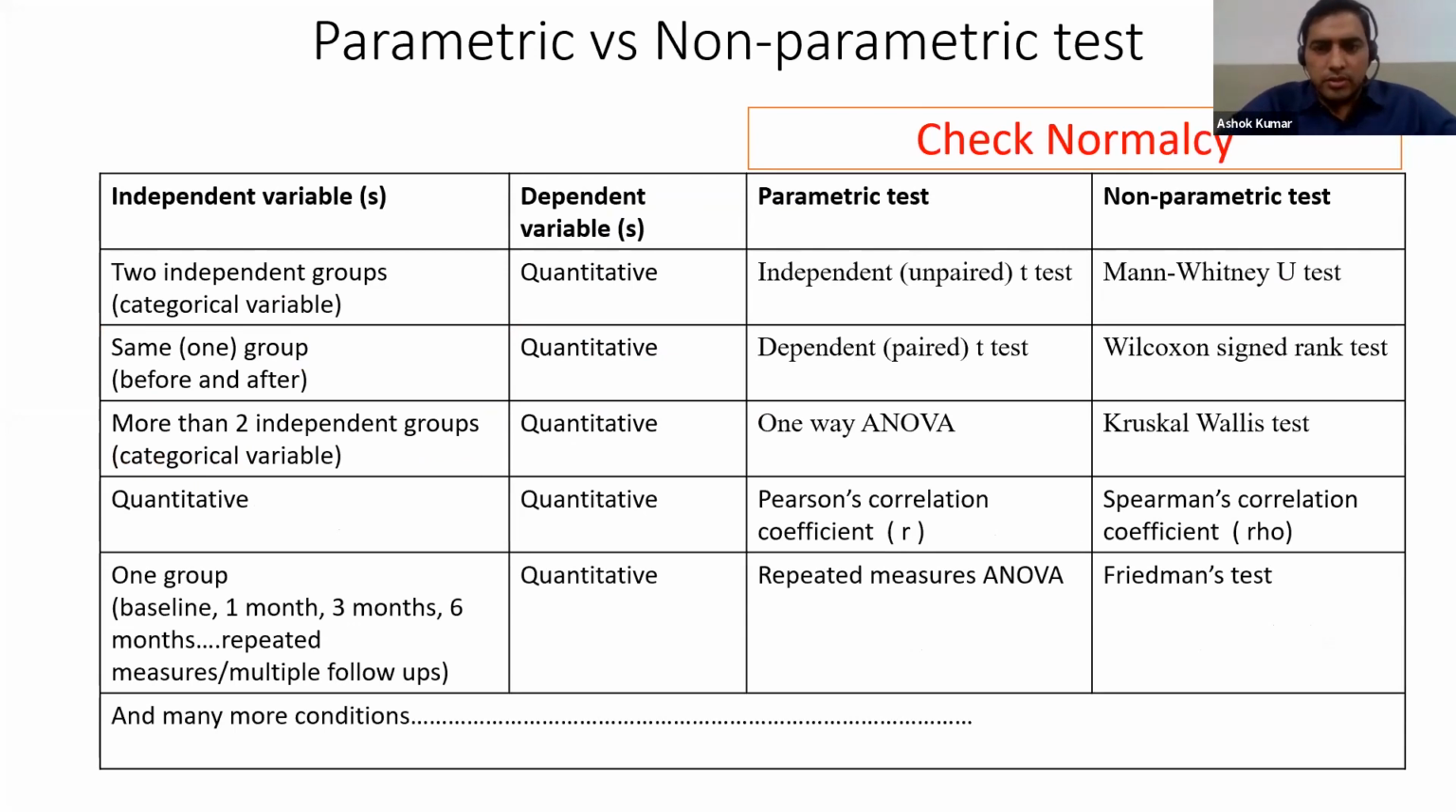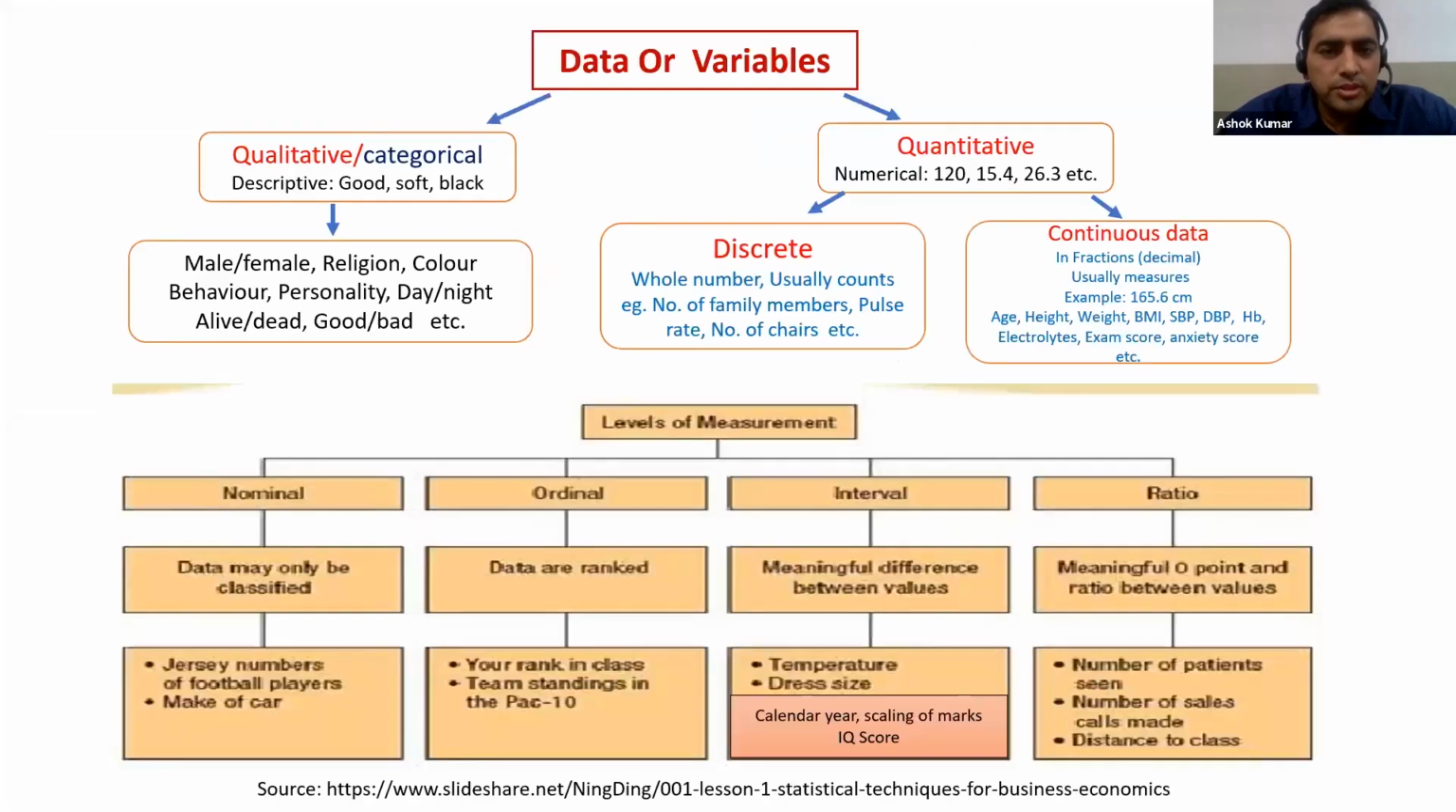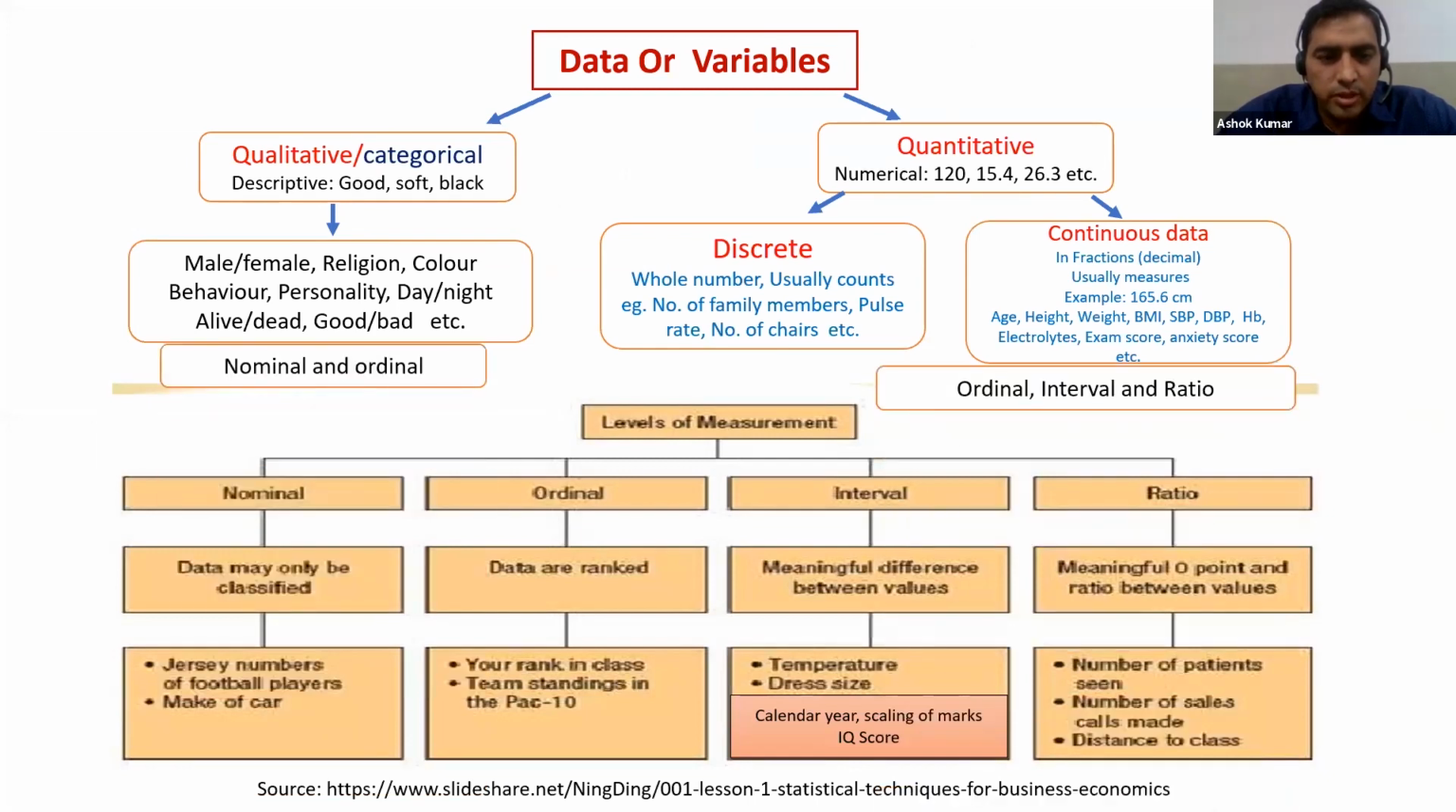So you have to remember these slides. Every day I show these slides, so they are very important. Go through these. This is the main slide: data variable or level of measurement. What about nominal, ordinal, interval, ratio?